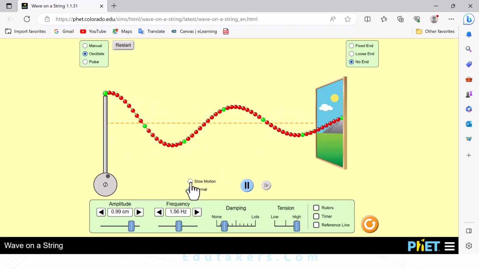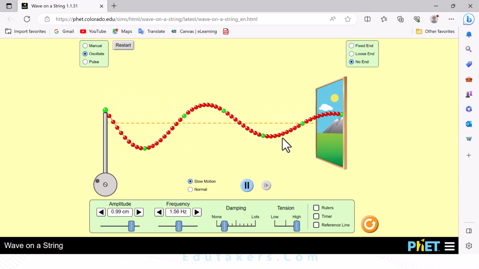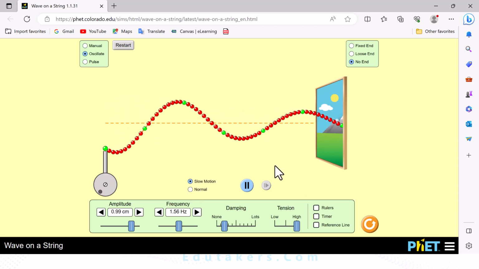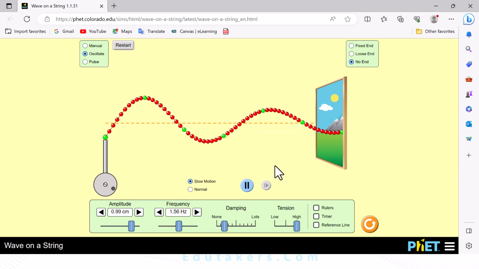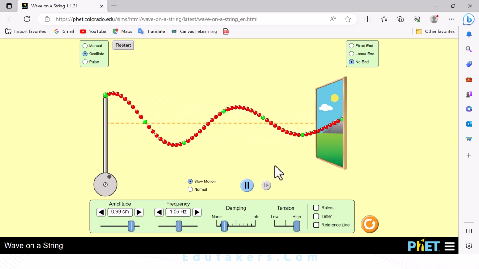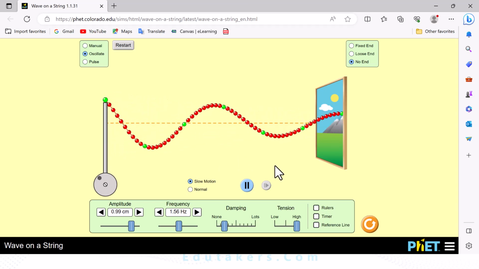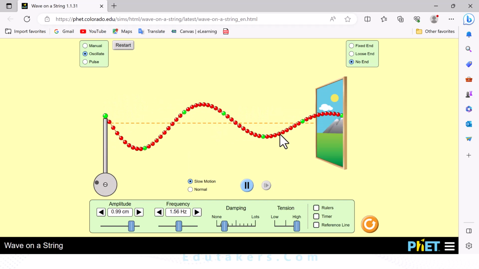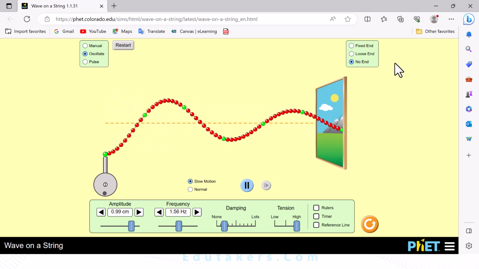You can also slow this motion, then the waves move slowly. When the waves move slowly, you can easily find out the amplitude and the wavelength of this wave. You can practice this as well. Let's go back.